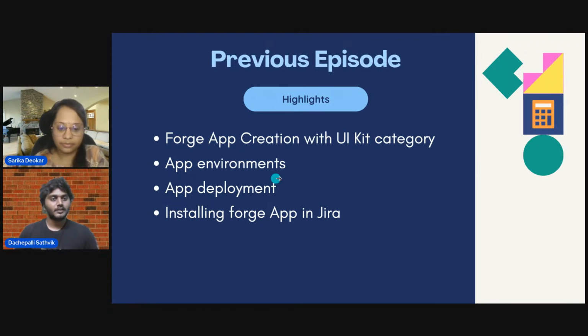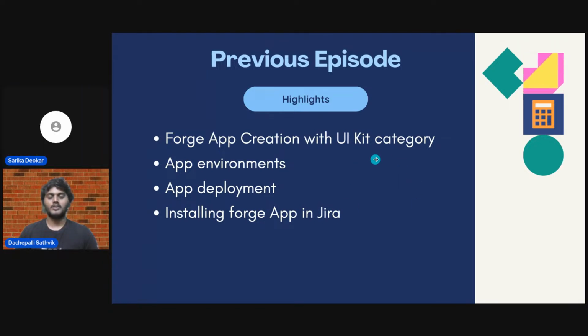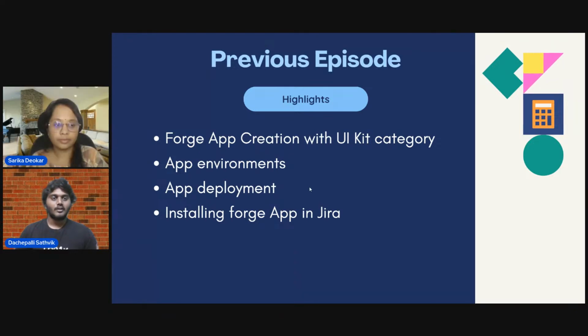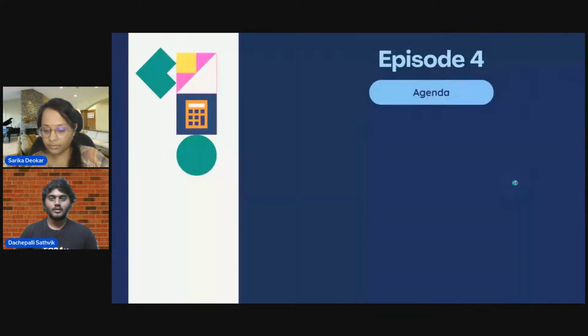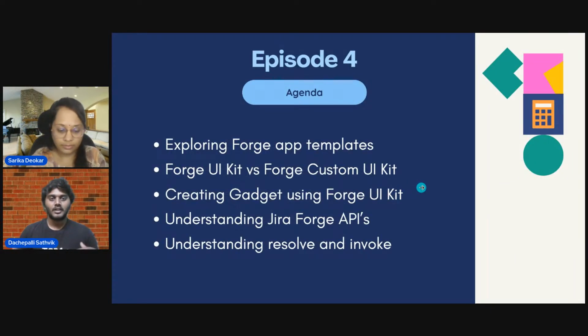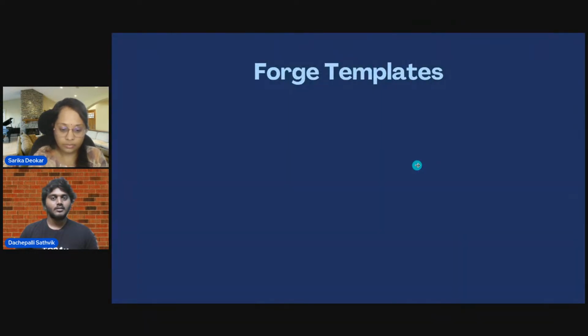Sure. So previously we installed Forge and registered it. We tried to deploy it in our instance and went through your first Forge application, which is like Hello World. Now in this episode, we're going to have a deep discussion about what a Forge UI kit and a custom UI kit are, and about templates, and how we create a gadget using Forge UI and also the normal custom UI. So let's go with the templates.